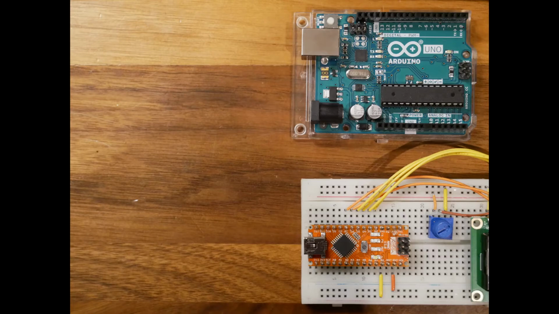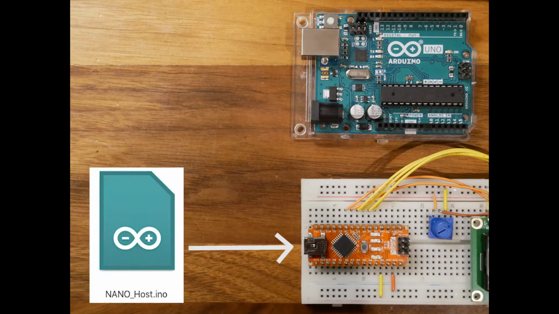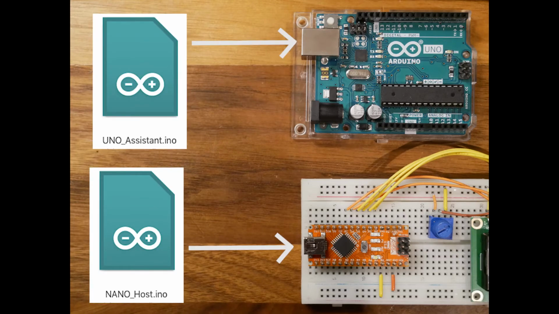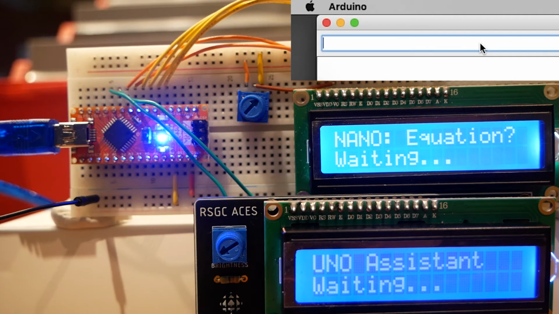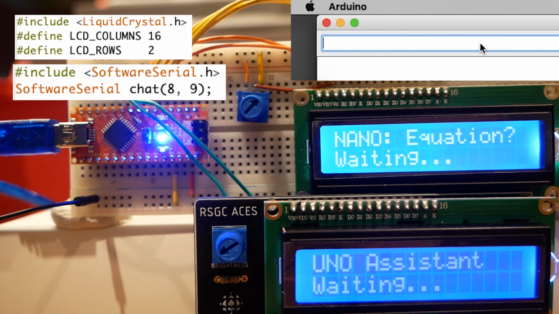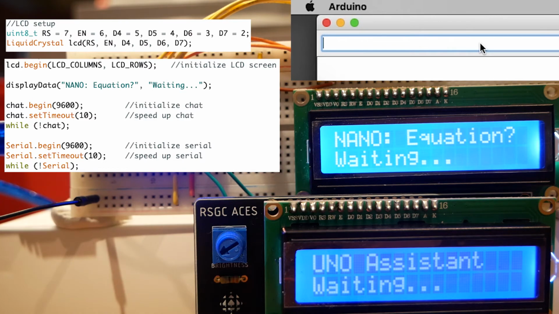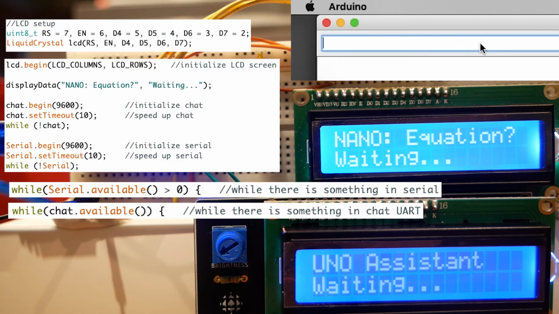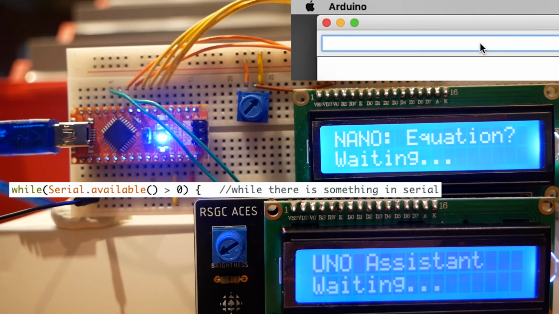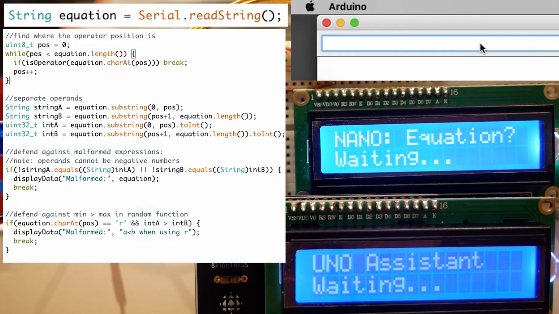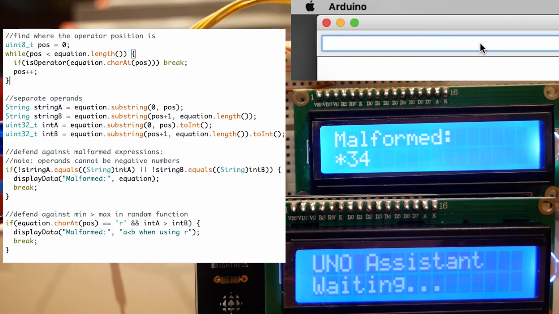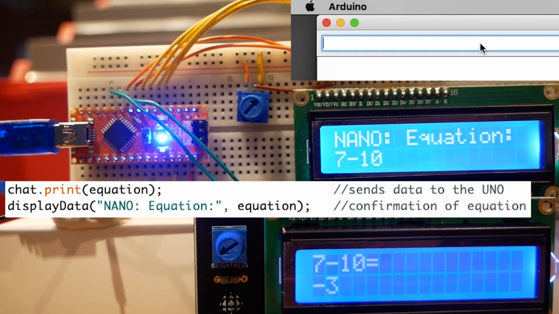Since two Arduinos are used, the code is split into two sketches, one uploaded to the Nano and the other to the UNO. To begin performing calculations, a setup of the LCD screen and UART channel is initialized for both the UNO and Nano, where both devices wait for incoming data. When input from the serial monitor is present, the Nano reads it and pre-processing occurs to check if the equation is malformed. If it's not syntactically correct, the data isn't sent to the UNO, but if it is, the equation gets relayed through the UART channel.